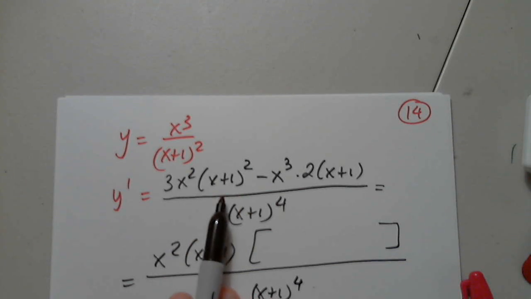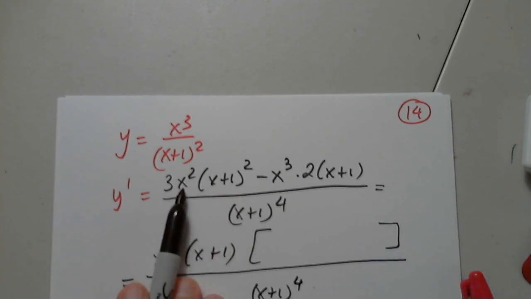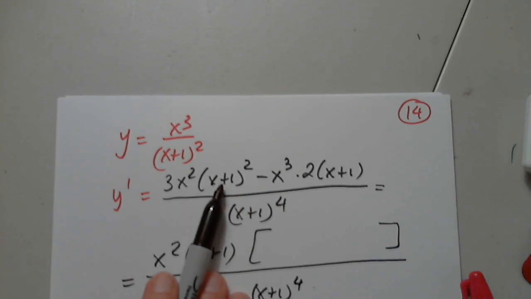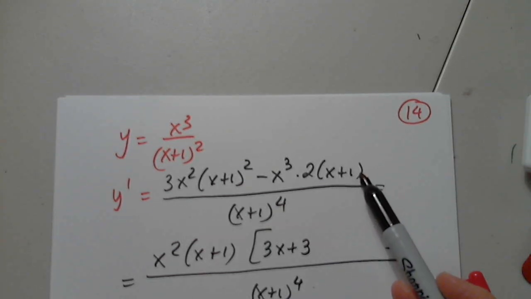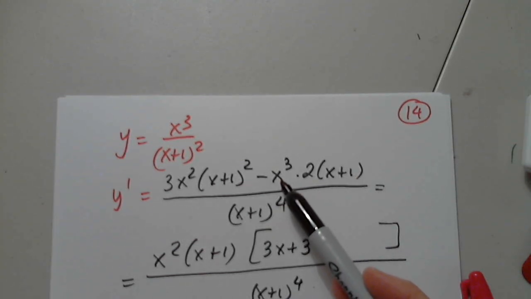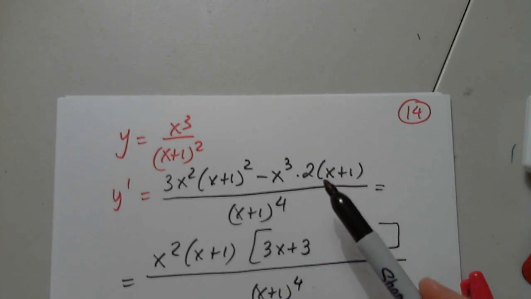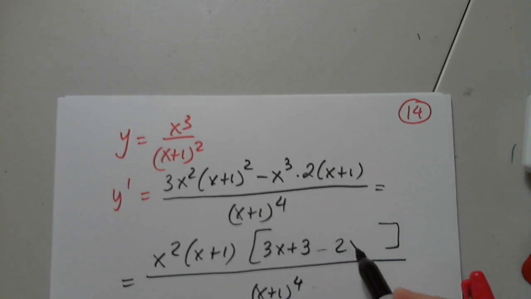From the first term, I have x squared out, and I have one of these out. But I still have 3 and one of them. So I have 3x plus 3. From the second term, this is out. 2 x's are out. So what is still left is negative 2x.